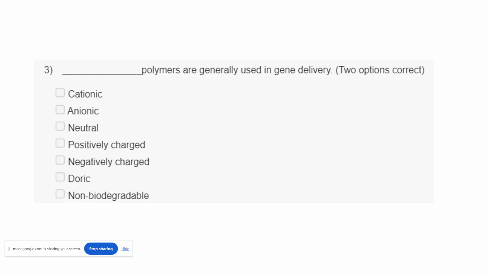Moving on to the next question. Dash polymers are generally used in gene delivery.